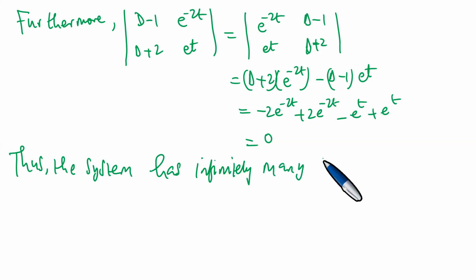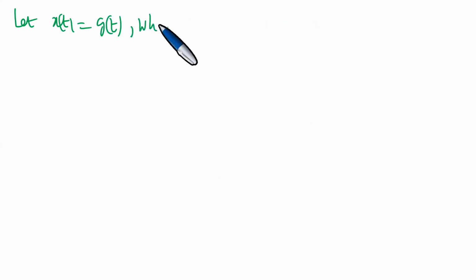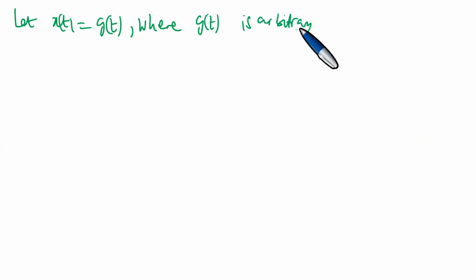Infinitely many solutions. Okay. If it has infinitely many solutions, what do we do? We let x of t be g of t, where g of t is an arbitrary function. Okay, recall that.